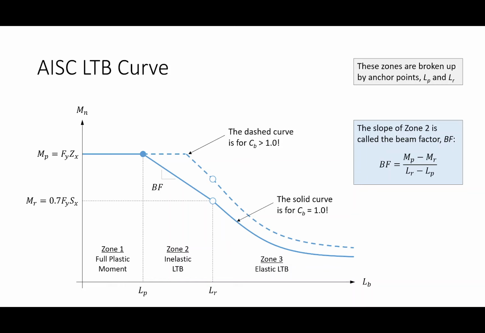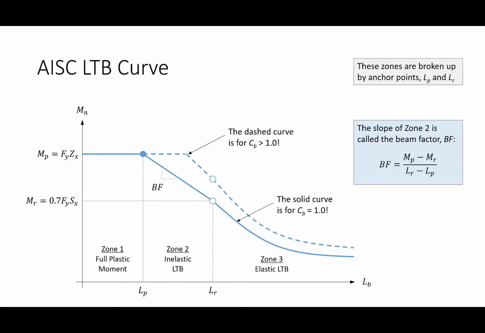Zone 1, the capacity, I don't care where you are in zone 1, the capacity is just MP, just FYZX. That's all it is. Okay? What about zone 2? Zone 2 is just a linear interpolation. Okay? So we've got this point here, which is LP comma MP, and this point right here, which is LR comma MR, and so dependent upon where your LB is, you just linearly interpolate.